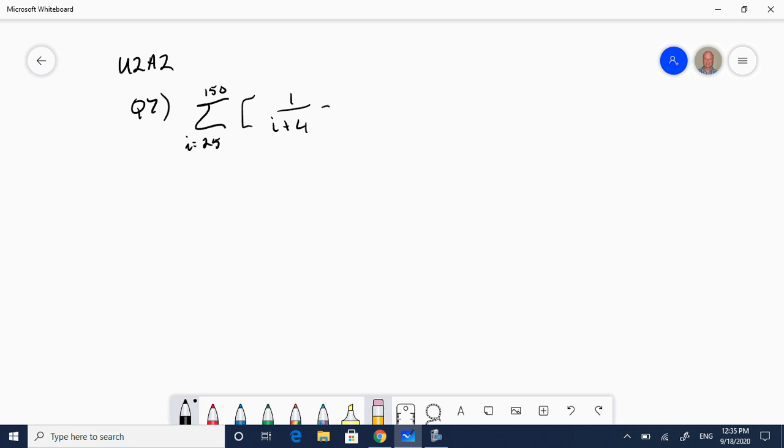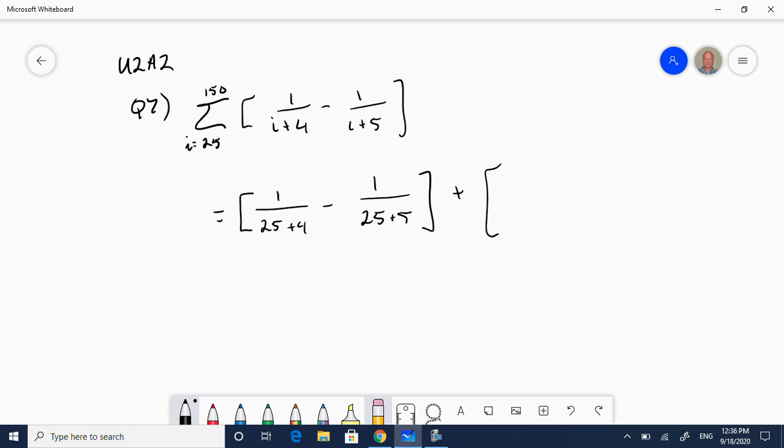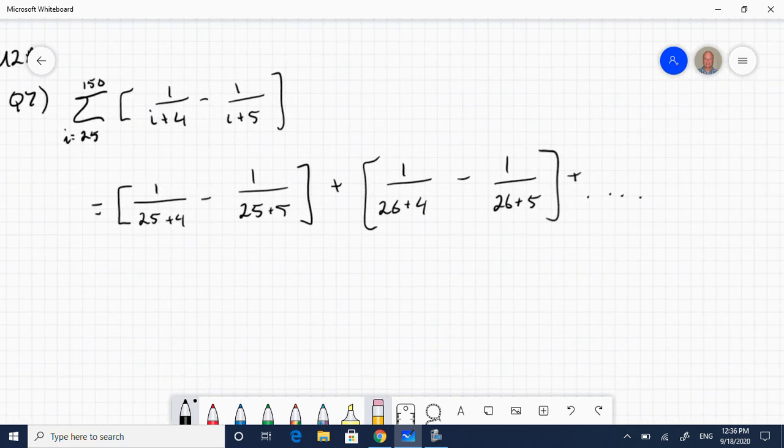minus 1 over I plus 5. I start at 25, so let I equal 25. So my summation is going to be 1 over 25 plus 4, subtract 1 over 25 plus 5. And I keep doing this. Now I'm at 26, so I'm going to have 1 over 26 plus 4 minus 1 over 26 plus 5. And this is going to continue for a long time, all the way up to 150.